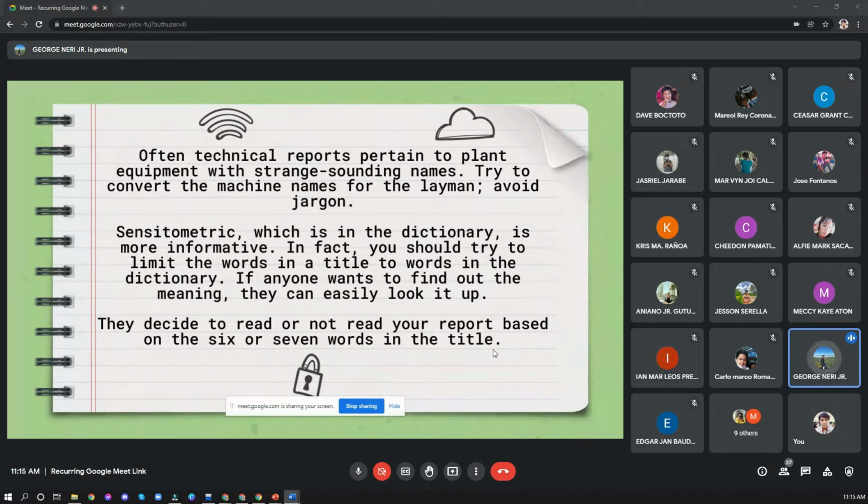So, often technical reports pertain to plant equipment with strange sounding names. Try to convert the machine names for the layman, avoid jargon. Sensitometric, which is in the dictionary, is more informative. In fact, you should try to limit the words in a title to words in the dictionary. If anyone wants to find out the meaning, they can easily look it up. They decide to read or not read your reports based on the 6 or 7 words in the title.